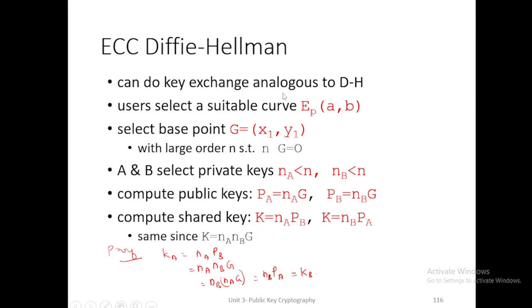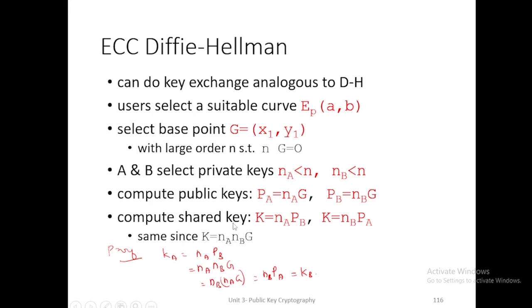This is the overview of the Diffie-Hellman based elliptic curve cryptosystem. We can do key exchange with the Diffie-Hellman algorithm. The user selects a suitable curve Ep(a,b) and selects a base point. Here, instead of capital B, I am using G. The base point value is (x1, y1), which is also a given value. Then A and B select private keys: NA should be less than N, NB should be less than N. Compute public keys: PA is equal to NA into G, PB equal to NB into G.